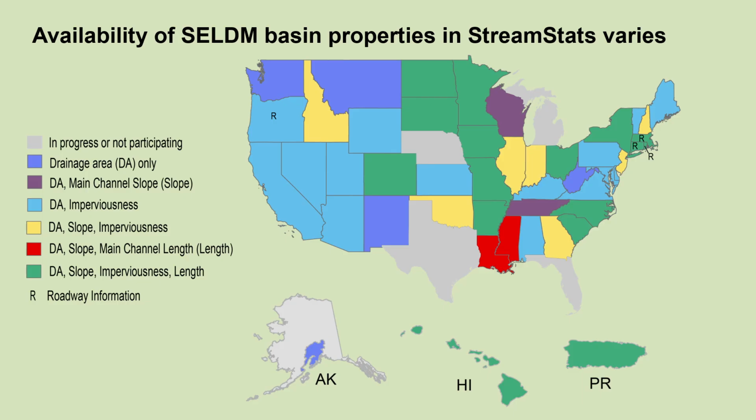These green states have all of the characteristics that are needed, and those with the letter R also indicates that there's that roadway information. So you'll notice, of course, that the southern New England states, Connecticut, Massachusetts, and Rhode Island, have these properties and the roadway information, and that was done in the past couple of years as part of work with these states and the Federal Highway Administration.